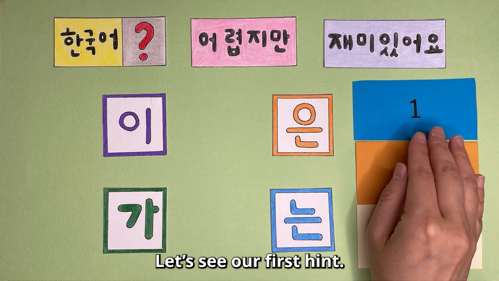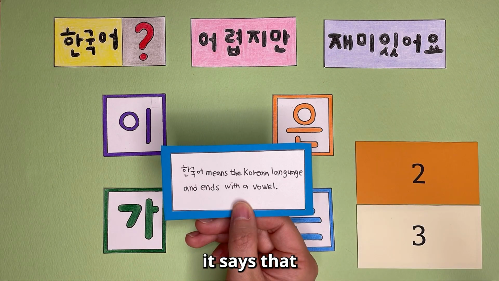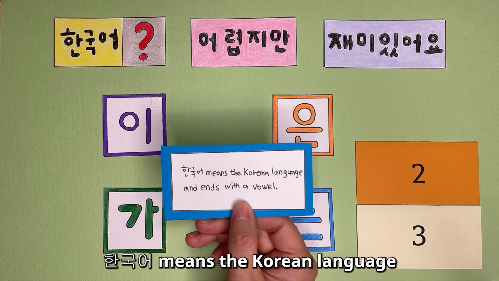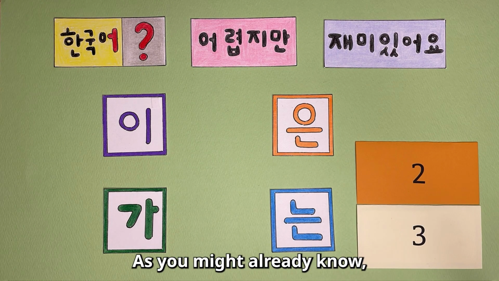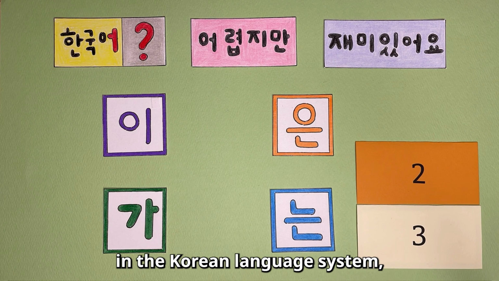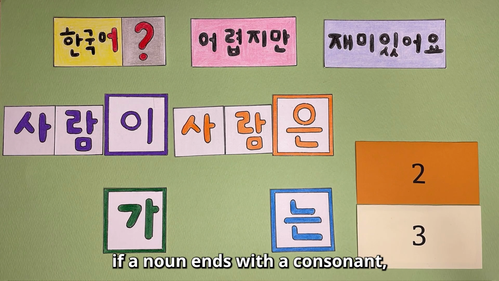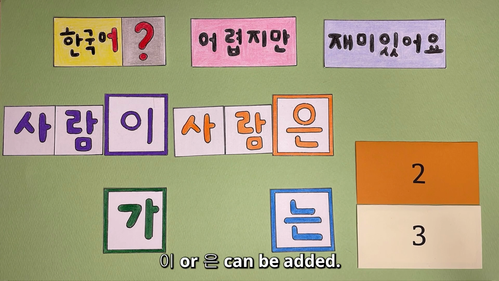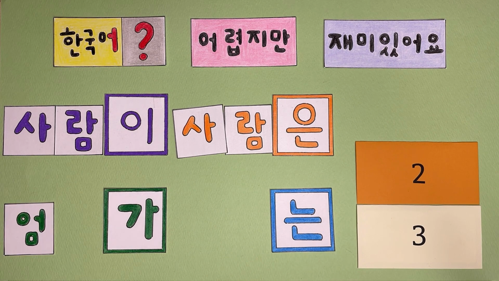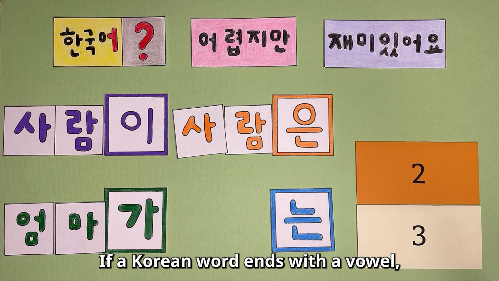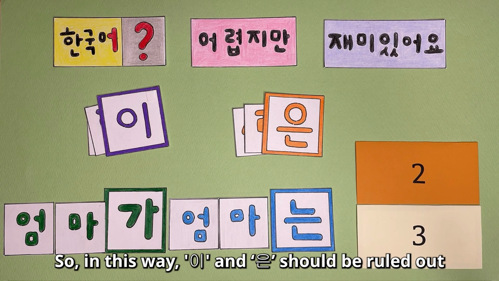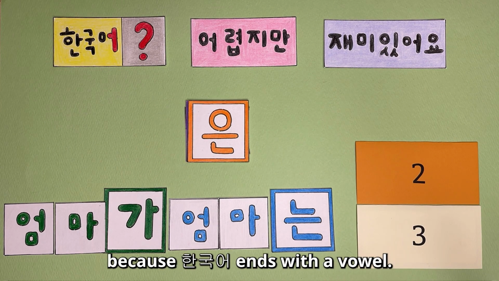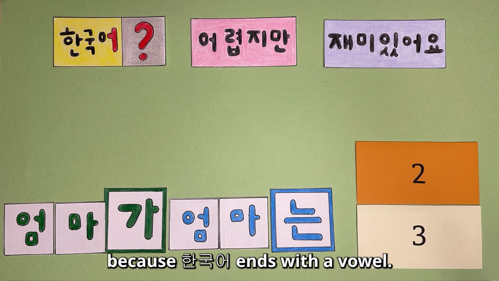Let's see our first hint. It says that 한국어 means the Korean language and ends with a vowel. As you might already know, in the Korean language system, if a noun ends with a consonant, 이 or 은 can be added. If a Korean word ends with a vowel, 가 or 는 is added. So in this way, 이 and 은 should be ruled out because 한국어 ends with a vowel.